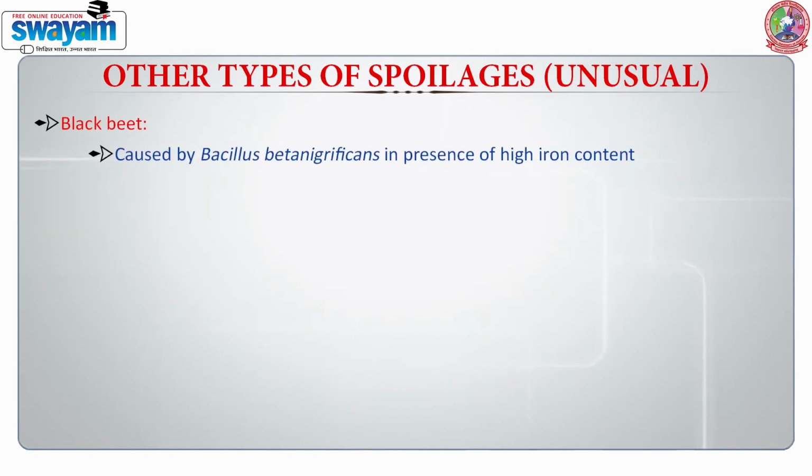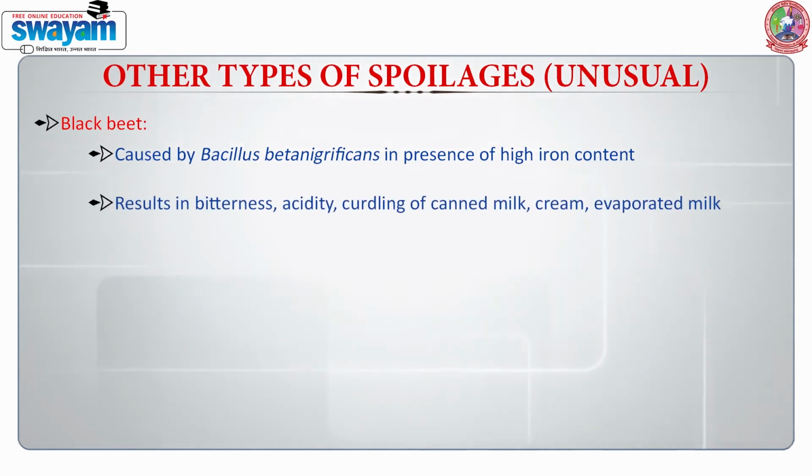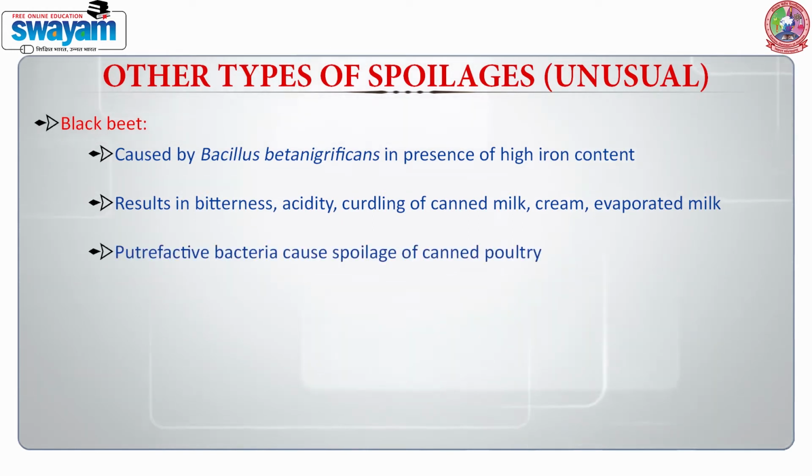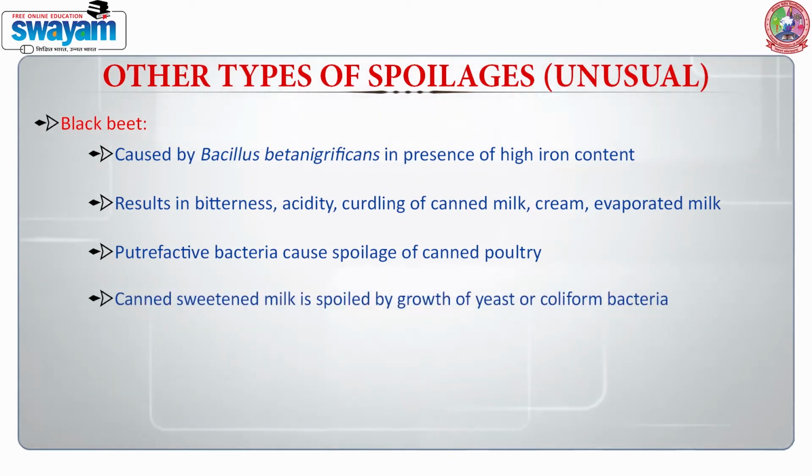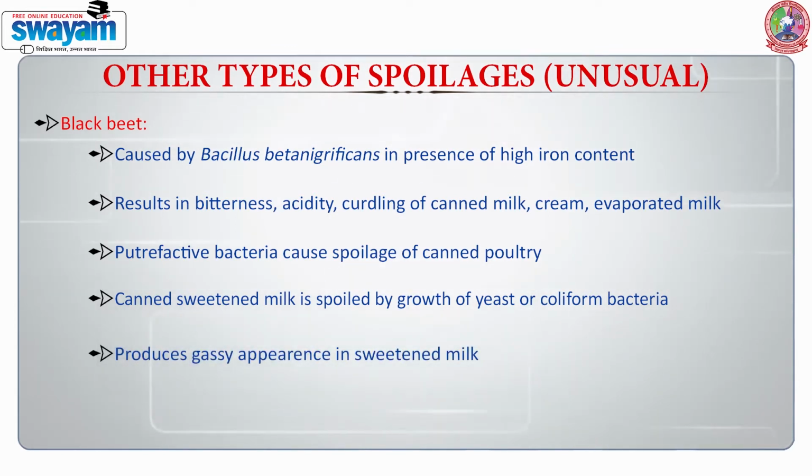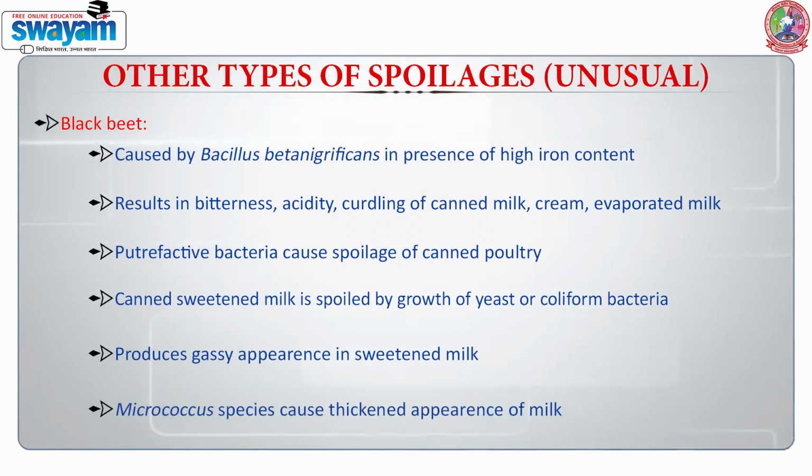Black beet is caused by Bacillus species, Bacillus beta nigrificans, in the presence of high iron content. The product shows bitterness, acidity, and curdling of the canned milk and cream. In evaporated milk, putrefactive bacteria cause spoilage of canned poultry. Canned sweetened milk is spoiled by the growth of yeast or coliform bacteria, and the product shows a gassy appearance in sweetened milk. Micrococcus species causes a thickened appearance of the milk.